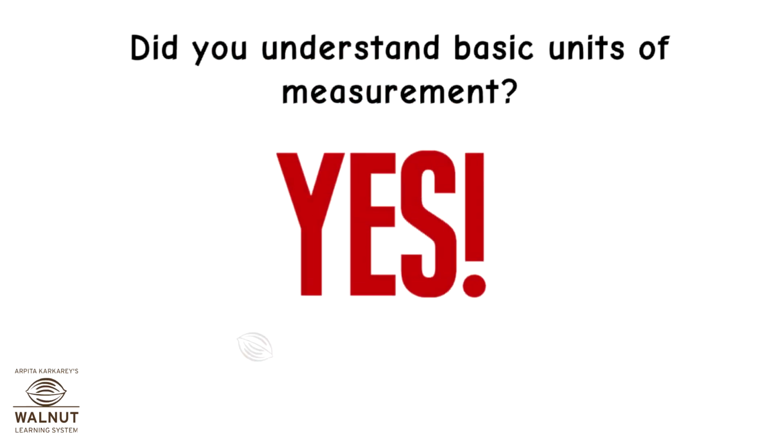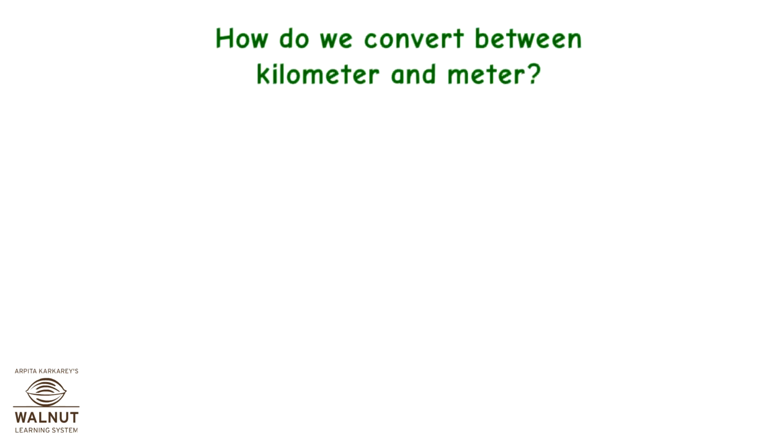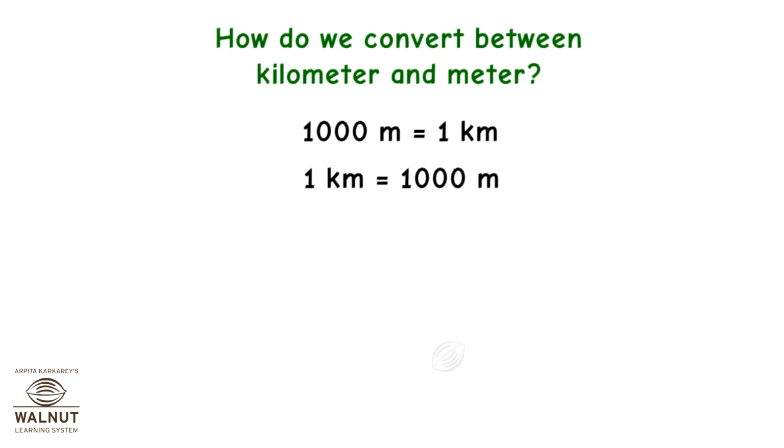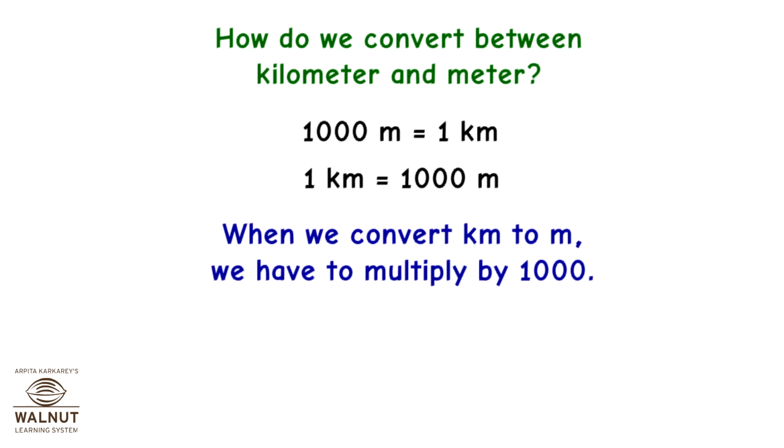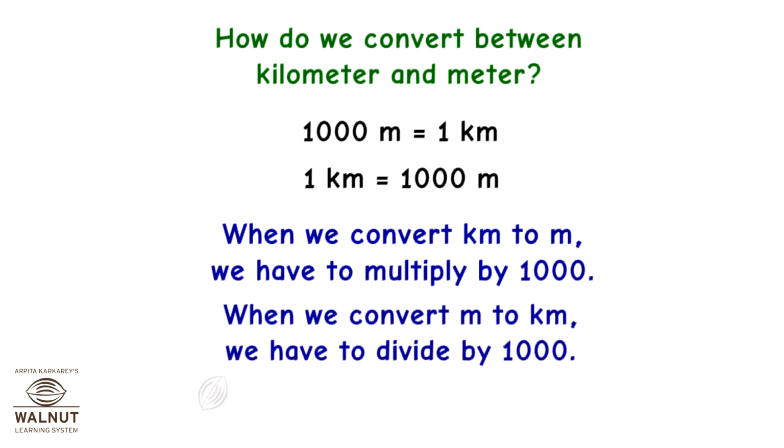Yes? Good! How do we convert between kilometer and meter? 1000 meters is equal to 1 kilometer. 1 kilometer is equal to 1000 meters. When we convert km to m, we have to multiply by 1000. When we convert m to km, we have to divide by 1000.